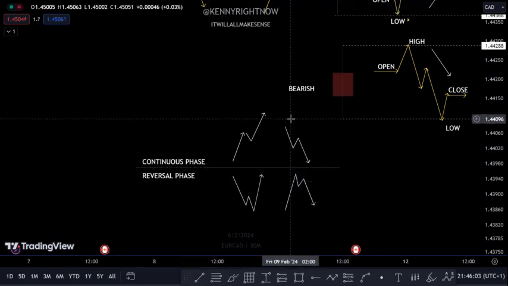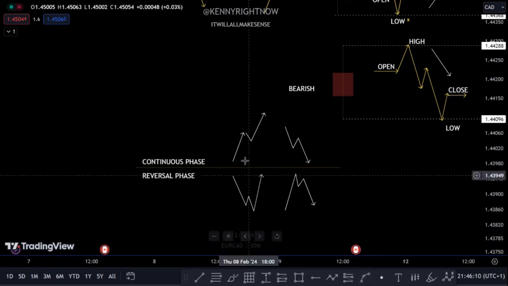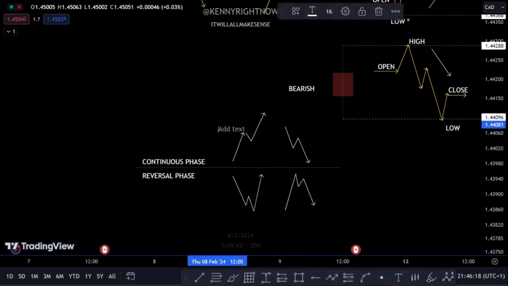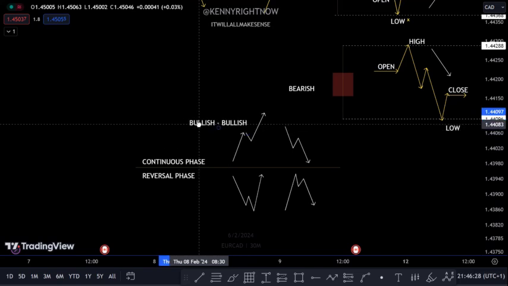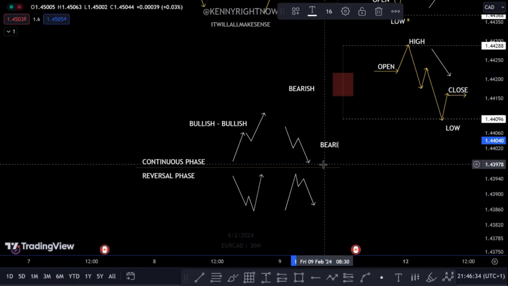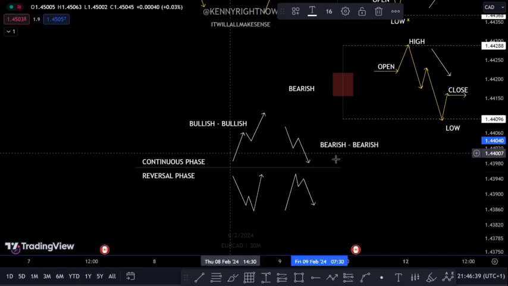It's either we are looking for a continuous phase or a reversal phase. And there are patterns to look for. So when trading a continuation phase, there are patterns to look for in a bullish. This is a bullish to bullish. Right? Now, this one is going to be a bearish to bearish. That is a continuous, right?